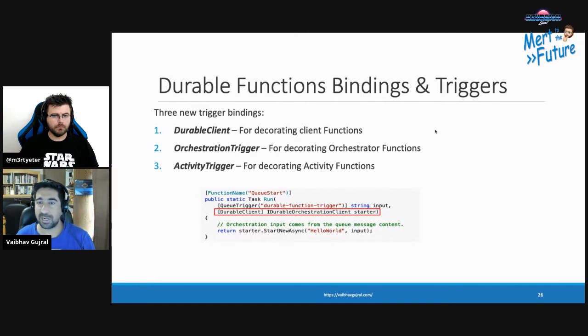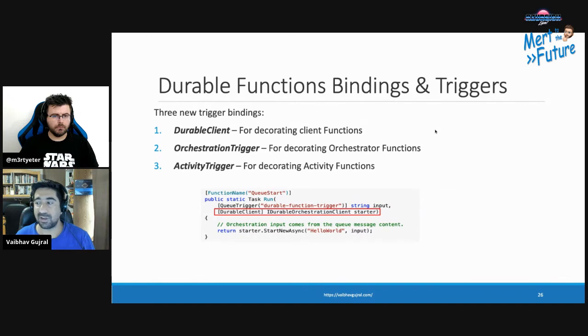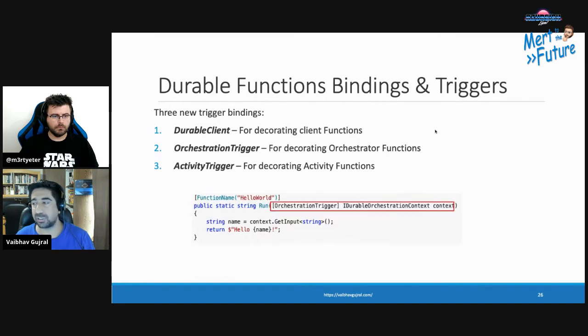I have a queue trigger indicating this function gets triggered whenever there is a message written into my queue. But I also have an additional binding known as durable client, indicating it's my durable client function. Then, if you will see, my durable client function is calling a method known as starter.start a new async, which essentially calls an orchestration function.